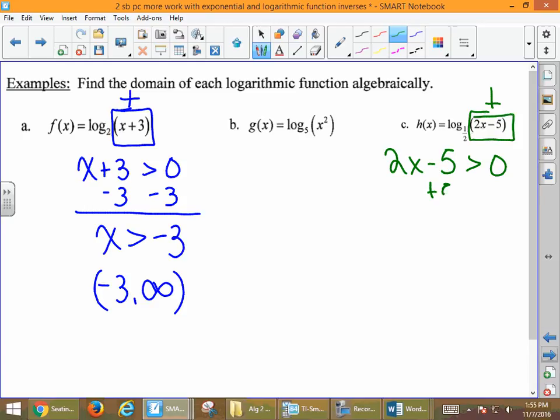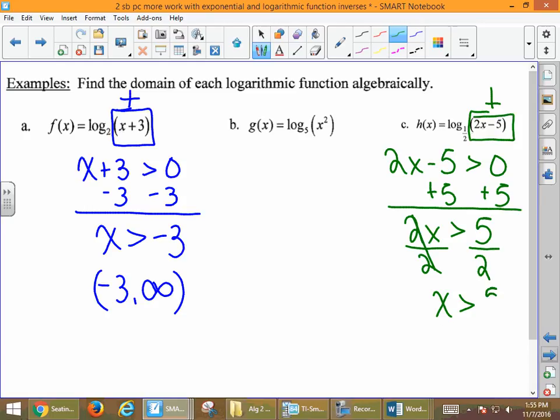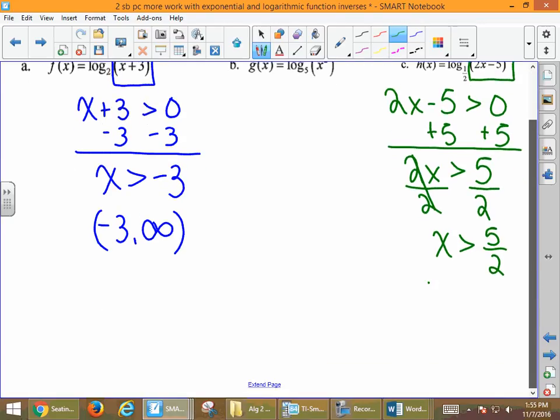And we can solve that by adding 5 to both sides. So we get 2x is greater than 5. Divide both sides by 2, and we get x is greater than 5/2. If we want to write that in interval notation, it would be 5/2 to infinity, parentheses. Infinity always has a parentheses in interval notation. The 5/2, it's greater than, there's no equals to, so we have parentheses there.